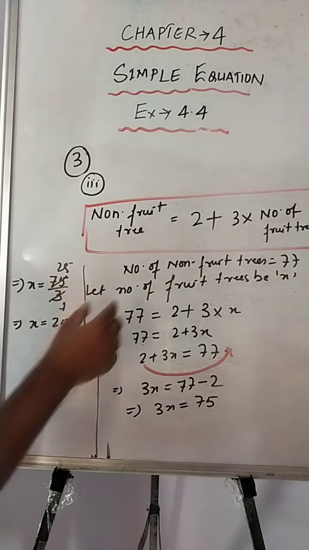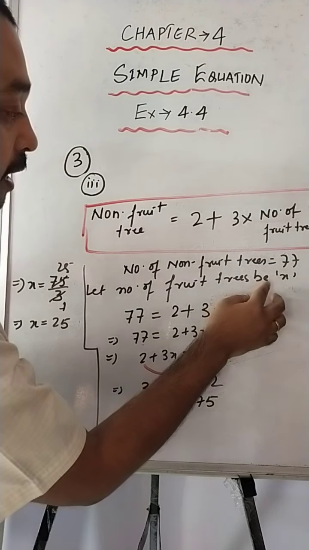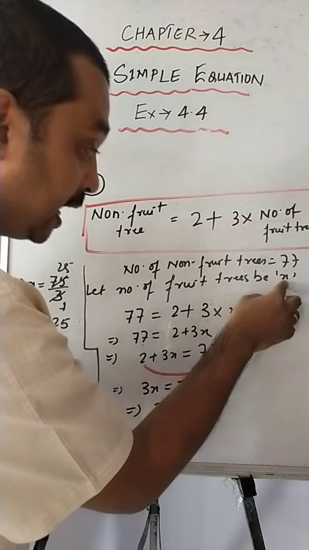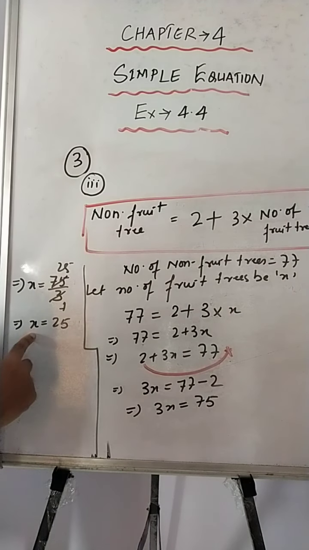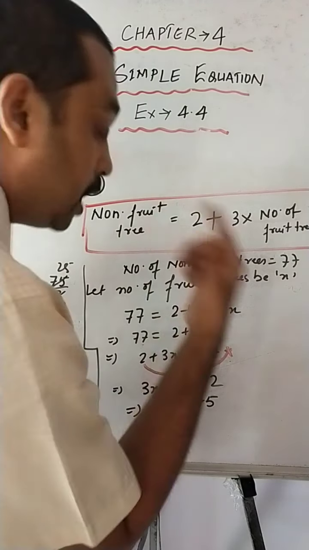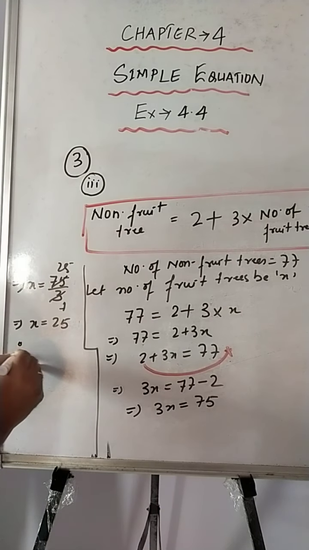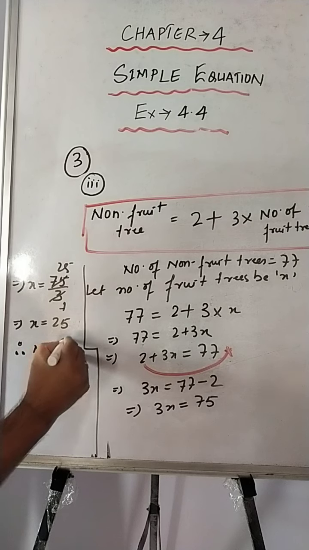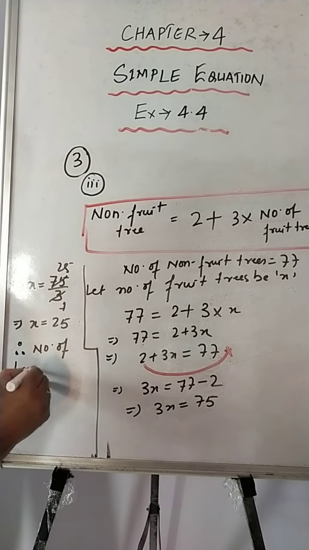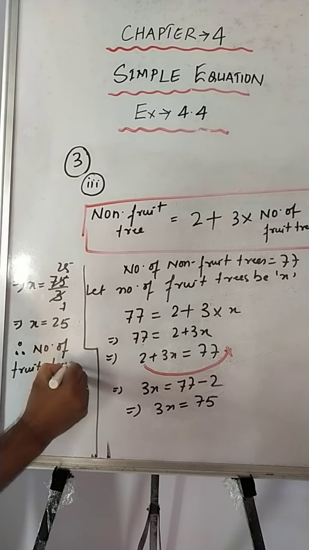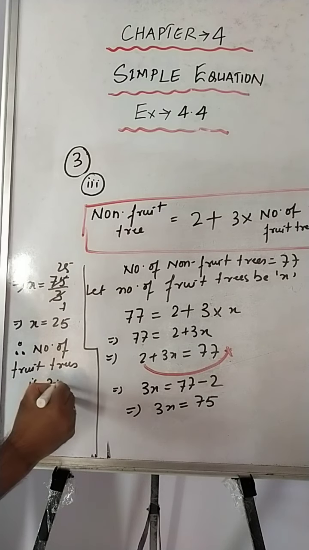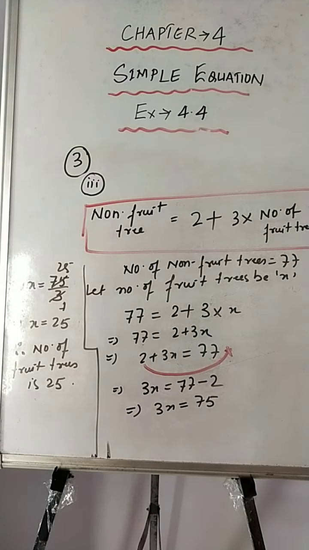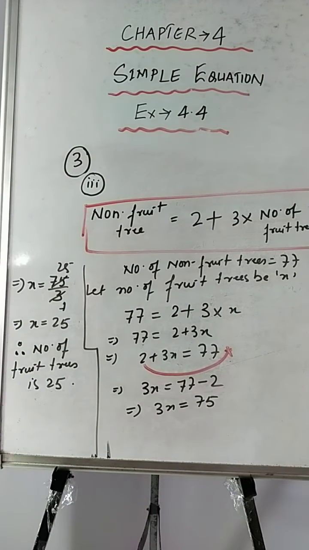That means the number of fruit trees that we have assumed as x, and now we know the value of x, that is 25. So now we can say, therefore, the number of fruit trees is 25. Okay, so I hope all of you have understood sum number 1, 2 and 3.